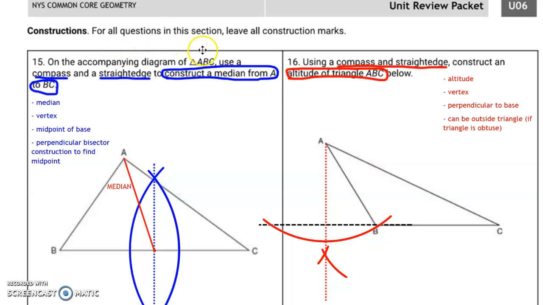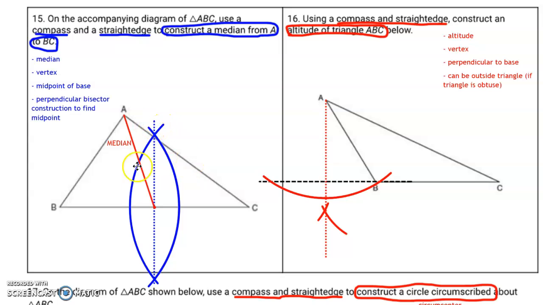I'm looking at question 15. It asks me to construct a median from A to BC. I know that a median is a line that connects a vertex of a triangle with the midpoint of the opposite side. So I need to find out where the midpoint is. Well, the easiest way to find a midpoint, the most straightforward construction, is this perpendicular bisector construction. Notice that this perpendicular bisector is a dotted line because it's not the line I'm really looking for. This dotted line is just finding me the midpoint. Once I found that midpoint, I'm able to draw this median in, no big deal. Again, the median connects the vertex with the midpoint of the opposite side.